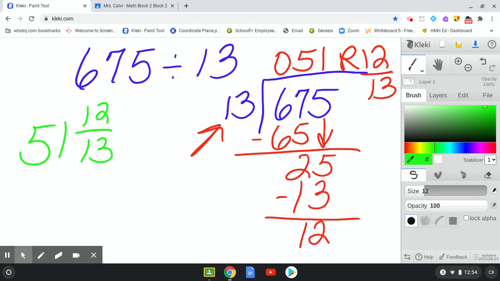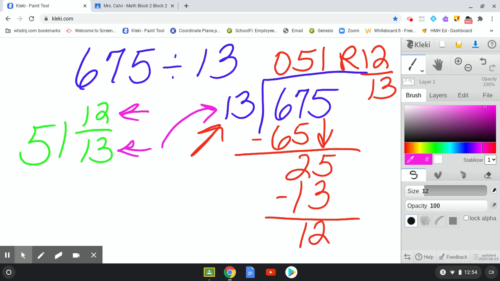So your answers here, if you have a remainder, you need to put them in fraction form. All right, the remainder is the numerator part of your fraction, and the divisor is your denominator part. That's my divisor, the number outside my division box. Okay, so if you have a remainder, just put it in fraction form.